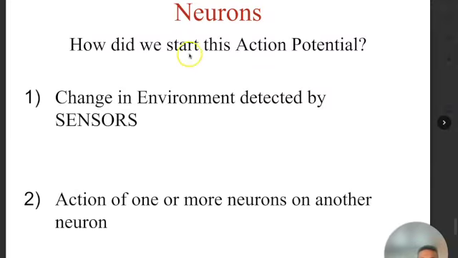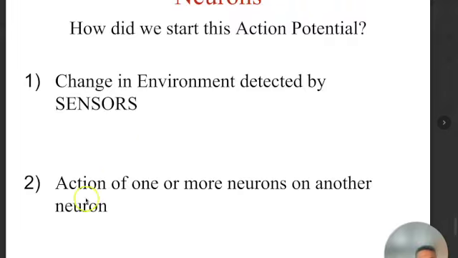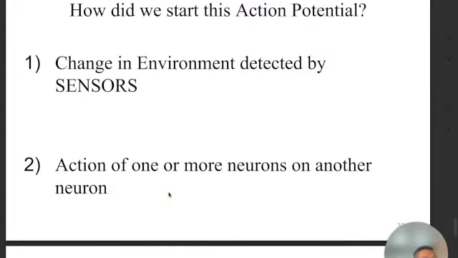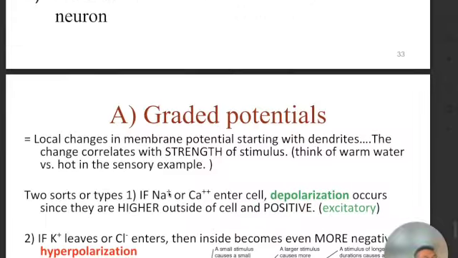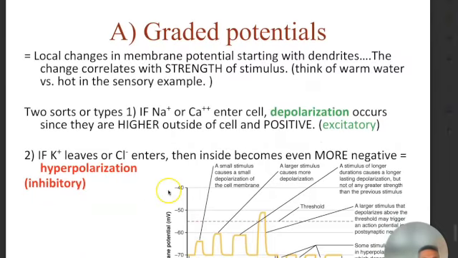So again, how do we start the action potential? A change in the environment detected by sensors, or the action of one or more neurons on another neuron. So it could be electrical or chemical connection. Graded potential. A graded potential is a local change in the membrane potential. Just a local change. Think of warm water versus hot. Just a little local change.